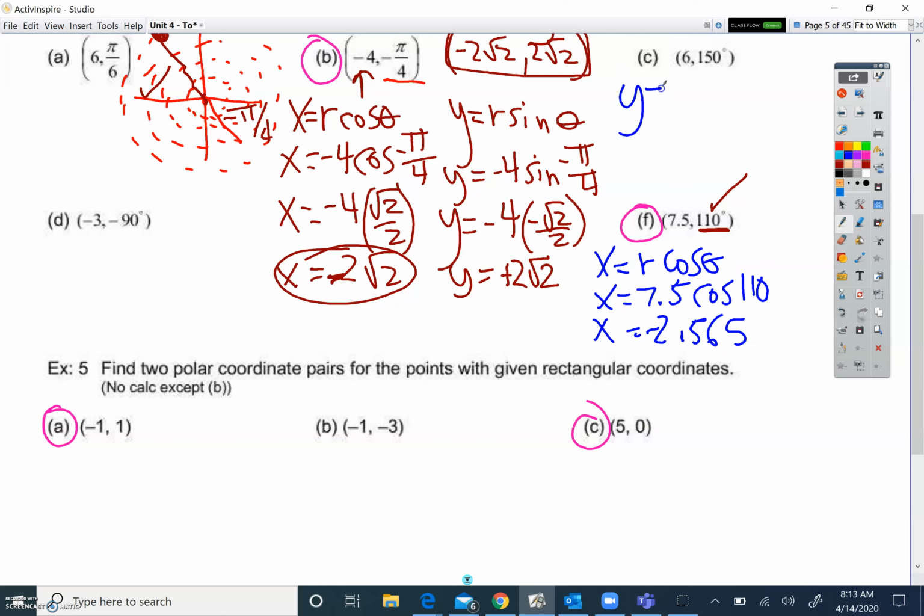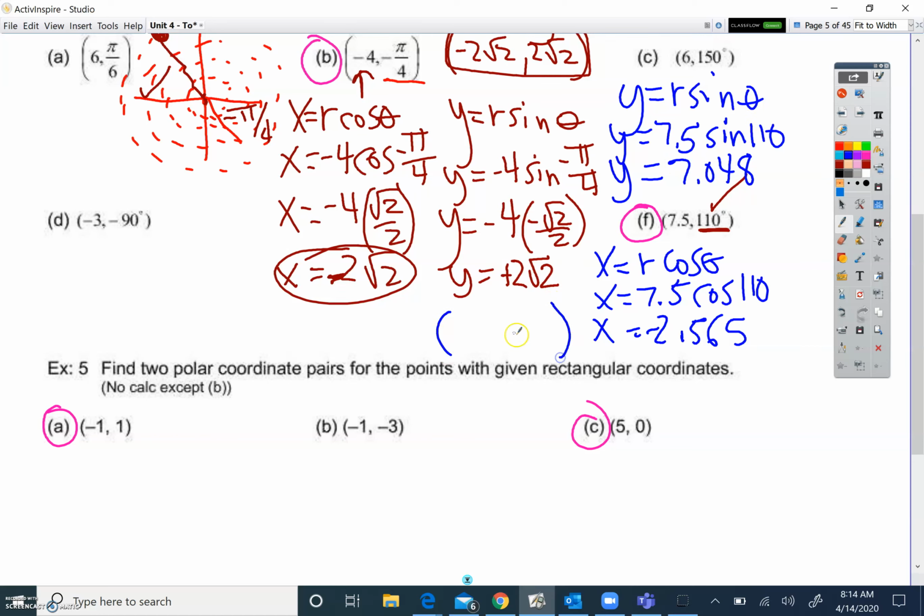Our y for F is going to be r sine theta. Y equals 7.5 times sine of the same angle, 110. Using our calculator, that value is going to be 7.04, rounded to 8. And so then our coordinate in xy, or rectangular or Cartesian, is going to be negative 2.565, comma 7.048. Sorry for the sloppy handwriting.